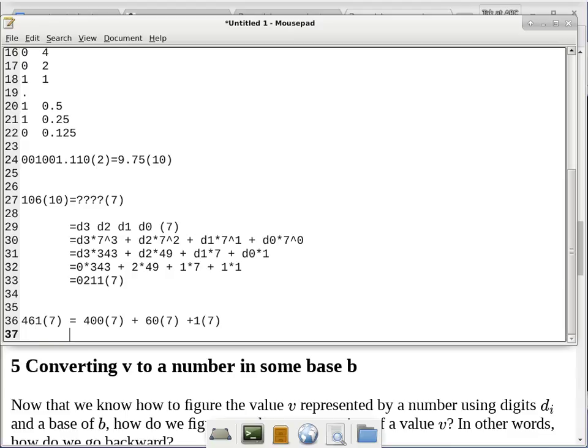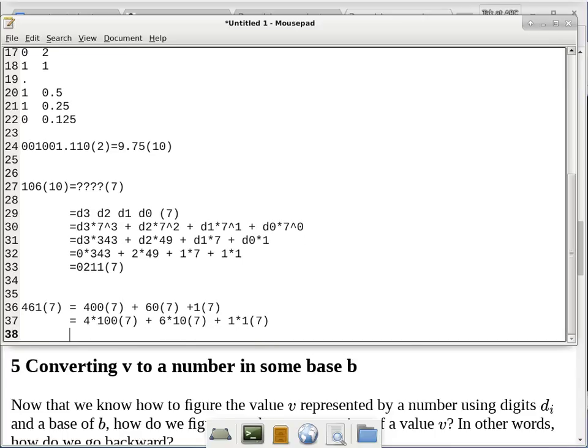Okay, so 400 in base 7 is 4 times 100 in base 7. Same trick in base 10 works here. This is just 6 times 10 in base 7. And this is just 1 times 1 in base 7. Cool. But doing this makes it possible for me to isolate the quantity from the power. Okay? So now I just have to deal with, but what is 100 in base 7? What do you think 100 is in base 7?